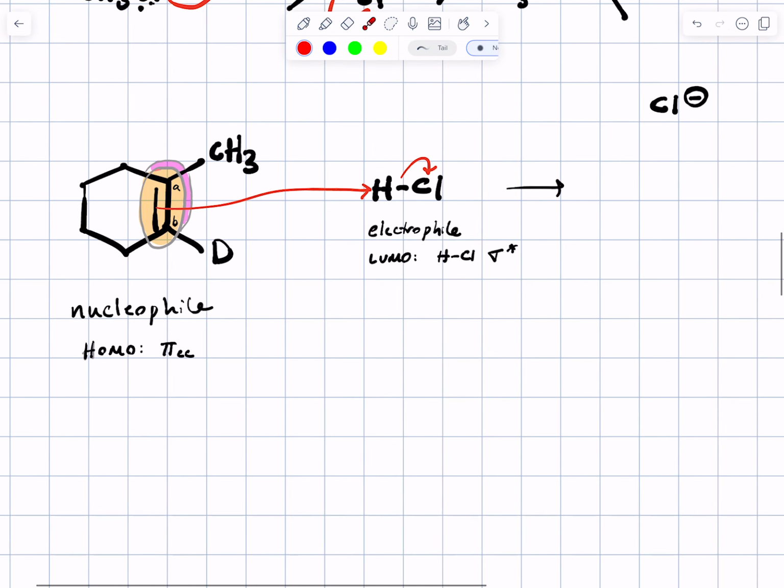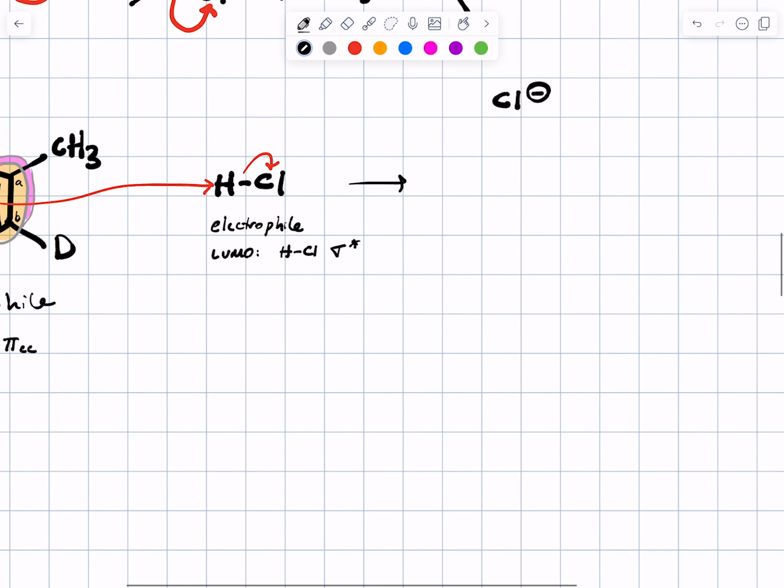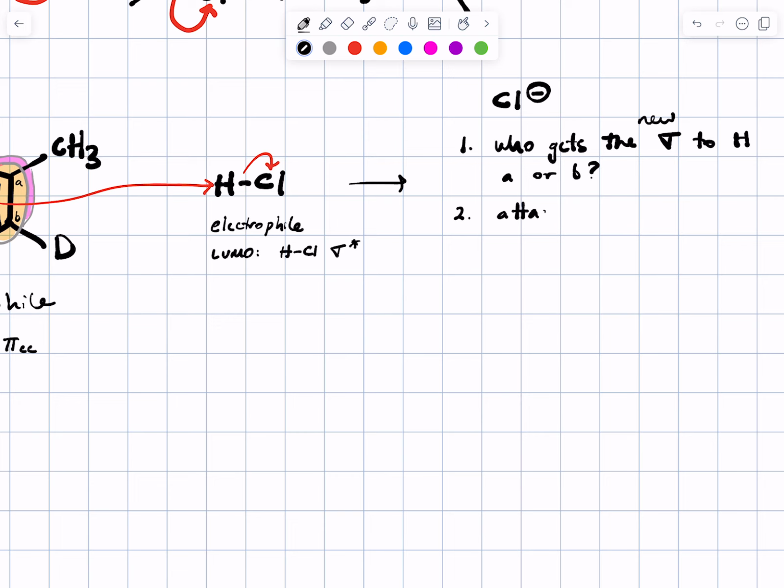Okay, so there's going to be two considerations, two things to worry about. Who gets the sigma bond to hydrogen, the new sigma bond to hydrogen, carbon A or B? And the second thing we have to worry about is whether the attack occurred from the top face or the bottom face. We'll answer the second question first, and the answer is you have to consider both.